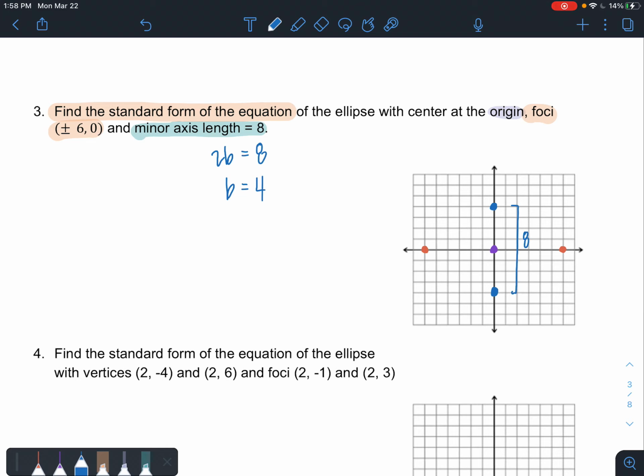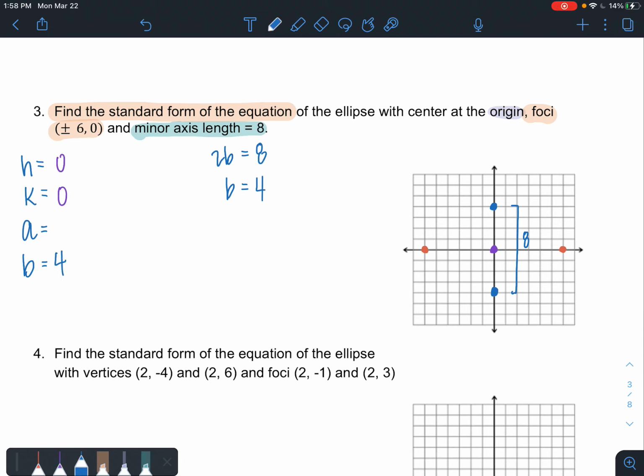Okay. So we need to find h, k, a, and b. I have h and k because it was given to me. That's the 0, 0. My b I was also able to find. That's the 4.